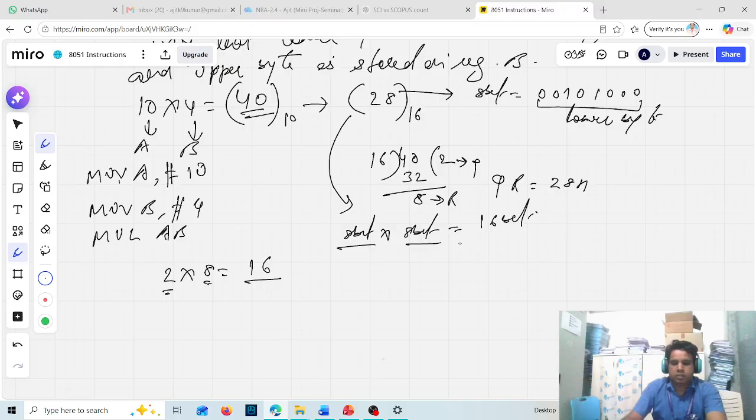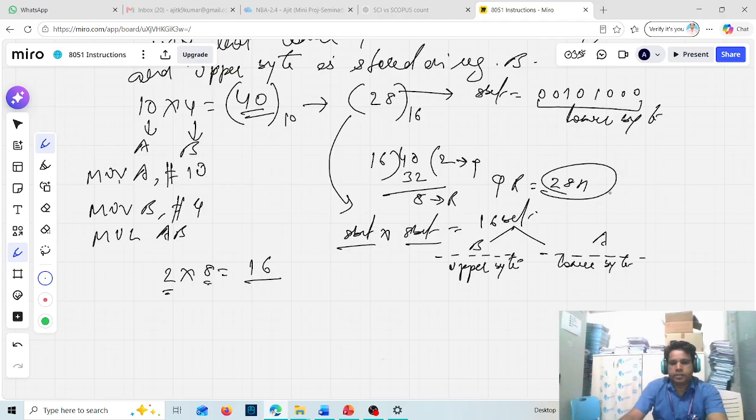Okay, so in that case, this 16 bit, we have here the lower 8 bit, 1 2 3 4 5 6 7 8, and the upper 8 bit, 1 2 3 4 5 6 7 8. So this lower byte will be stored in the register A, and this upper byte will be stored in the register B. This is the protocol.